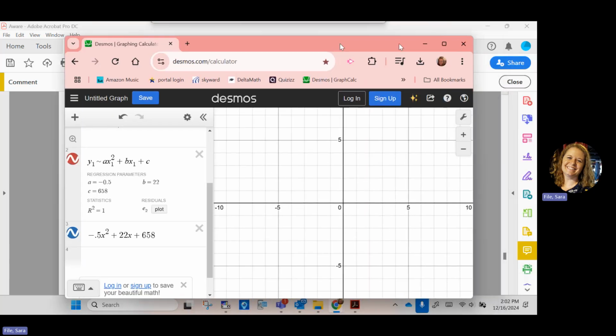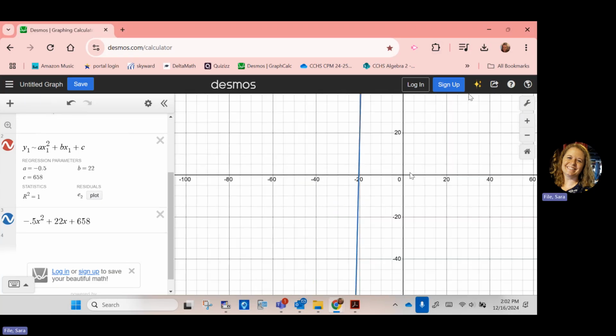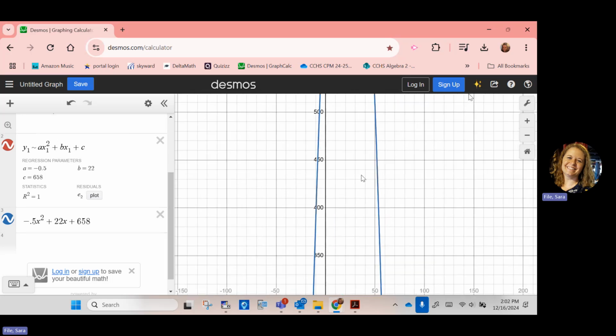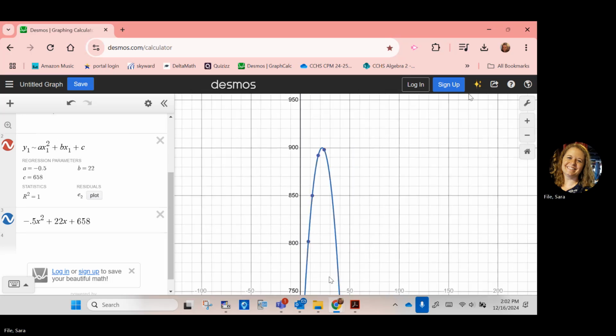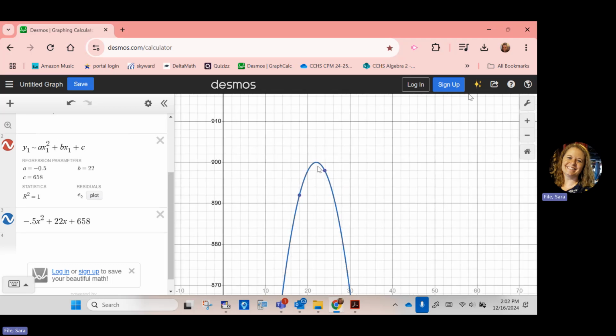So I graphed this over here. I'm going to have to zoom out to see it. There it is. We're looking for the maximum. Way up here, here's my maximum. I don't know why that's giving me that point. That's not a maximum. Oh, okay. So the maximum is at 900. And X is 22 when the maximum occurs.